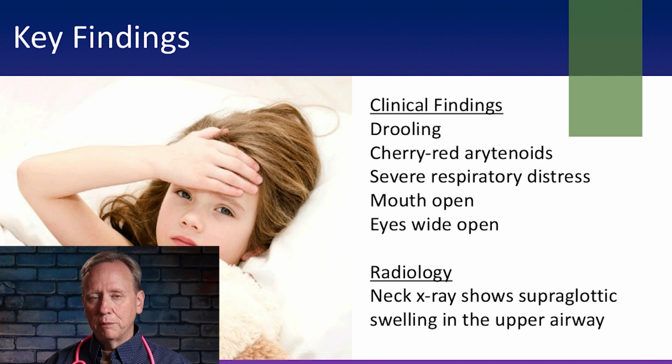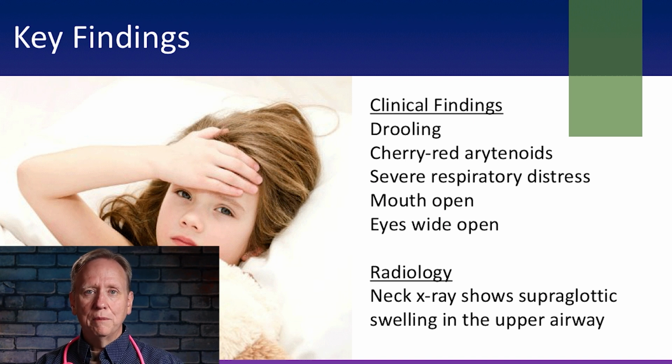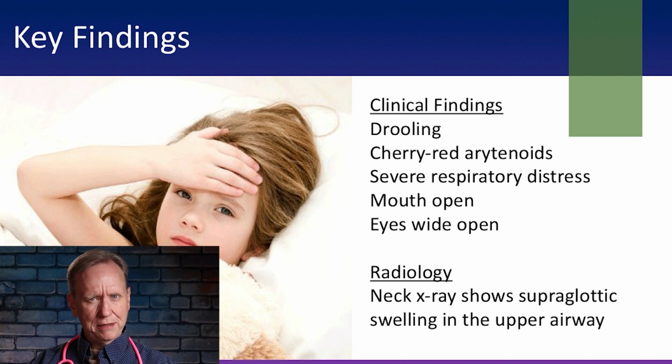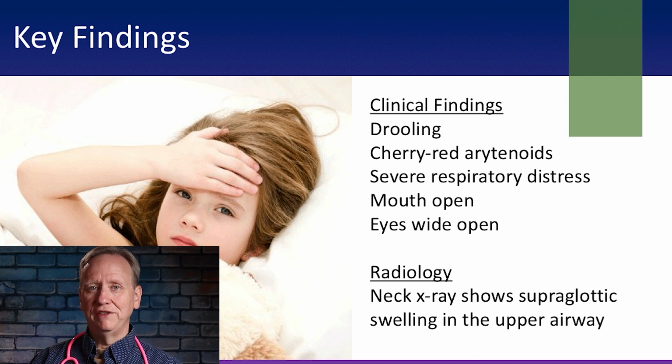The other thing is that upon examination, we'll talk about this because you do have to be careful with examination, but upon examination, you'll find that they have cherry red arytenoids, and so we'll talk about that, and we'll even show you that. Their mouth might be open because that's the natural response to respiratory distress, is to keep the mouth open all the time. And then you also might see other signs like that their eyes are wide open. And they're wide because they're having trouble breathing. The same thing would happen to you. If you are having difficulty breathing, the first thing that happens is your eyes get bigger and you open those up because you're having difficulty.